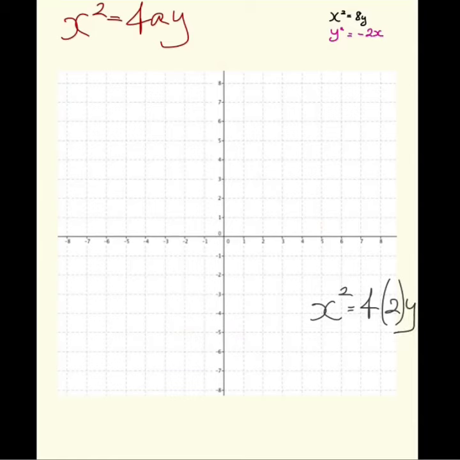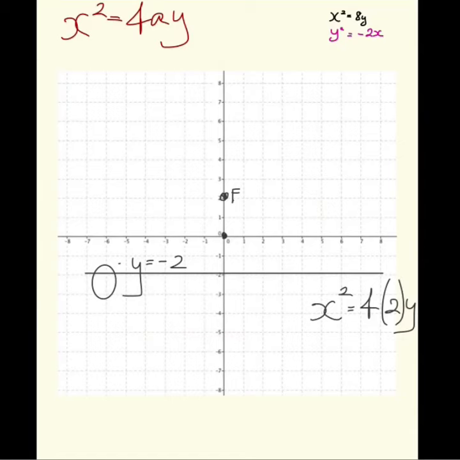Now when x equals 0, y equals 0, so we have a vertex right in the center, and that's the bottom of our graph. We know that the focal length is 2 units, so our focal point is 2 above, and there's F, and that means our directrix will run along the negative 2, and that is y equals negative 2.